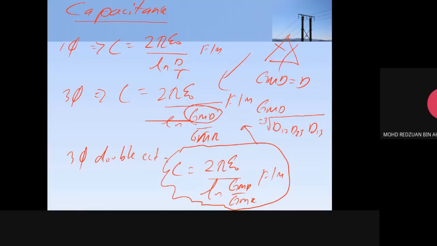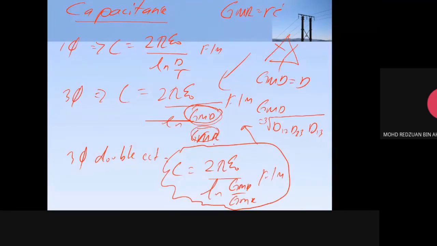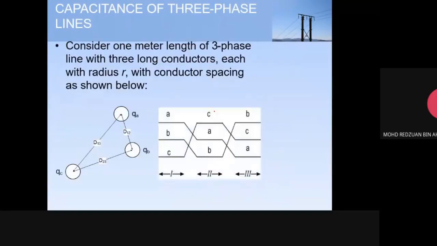GMR for solid conductor, sorry, for the capacitance it's not GMR, it's R. This one also R. This R is for solid conductor, but for the three-phase double circuit it is GMR. So we will see based on that one.